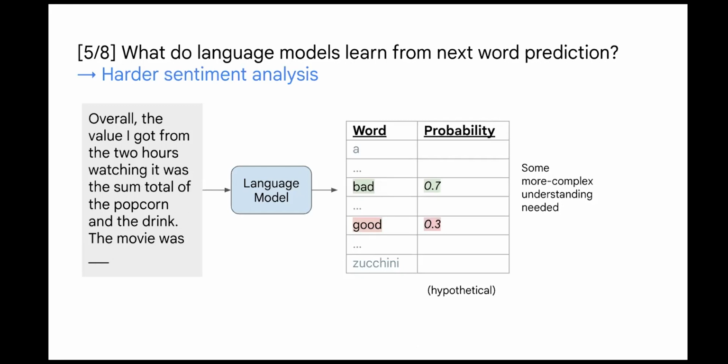And it doesn't have to be a super surface level form thing, and it can actually even require more complex understanding. So here the input is, "Overall, the value I got from 2 hours of watching it was the sum total of the popcorn and the drink. The movie was." And here, some more complex understanding is needed for the language model to do this task. There aren't that many surface level correlations it can rely on, and maybe it has to really understand what the meaning of the sentence is, if the person said the sum total was the popcorn and the drink.